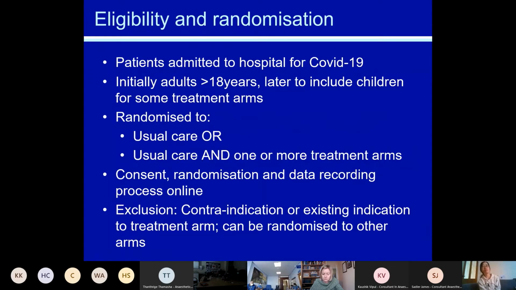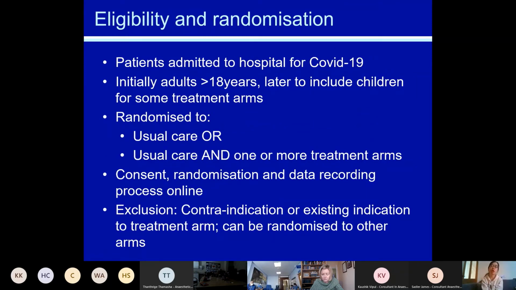Initially, only adults were recruited, and then later on, children were included all the way down to the age of 2, especially for dexamethasone. And as I've mentioned, patients are either randomized to usual care, whatever usual care at the time is, and as we all know, that has changed wildly over the last 2 years, or usual care plus one or more of the treatment arms under study at the time of randomization, also depending on which ones are available at said hospital. Some hospitals will only have dexamethasone, some of them will have all of the treatment arms. So which one you're randomized to really depends on what hospital you're in.